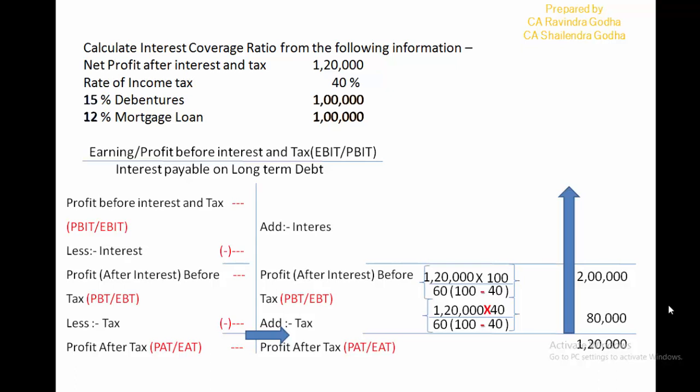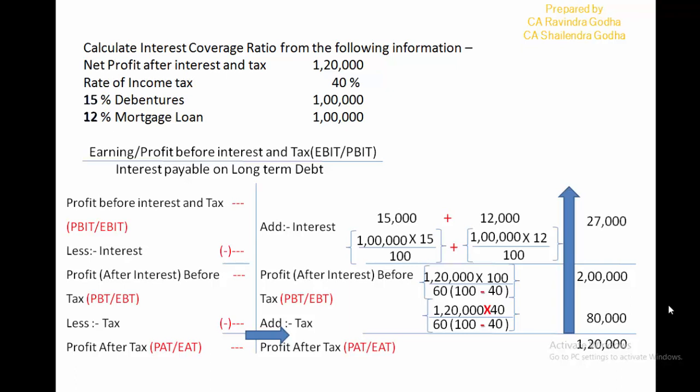Then we have to add interest to it, and interest is to be calculated on 15% debenture and 12% mortgage loan. So on debenture, interest is 1 lakh into 15% plus on mortgage loan 1 lakh into 12%. So the amount of interest is 15,000 plus 12,000, that is 27,000. So after adding 27,000 to 2 lakh, we get profit before interest and tax 2 lakh 27,000.